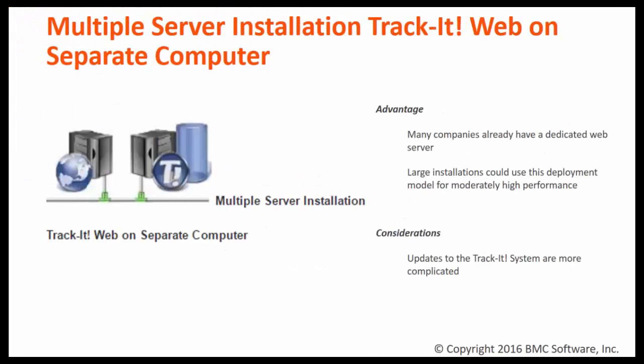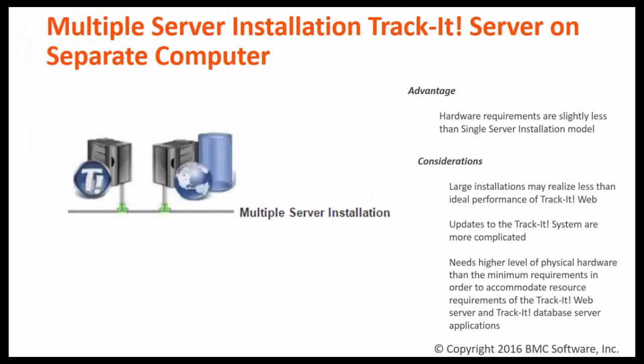The next model is the multi-server installation model where the Trackit web is installed on a dedicated web server and the Trackit application and database are on a separate computer. Now many companies already have a dedicated web server, so large installations may get the high performance with this model. The only consideration would be that the Trackit updates become more complicated to apply with this model.